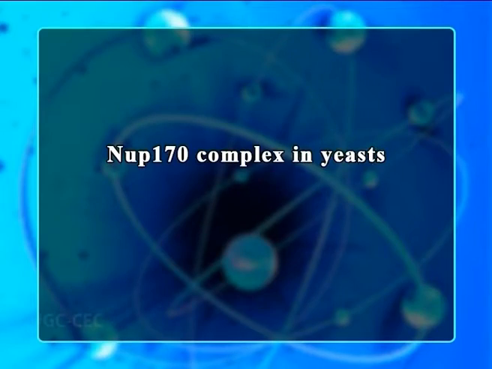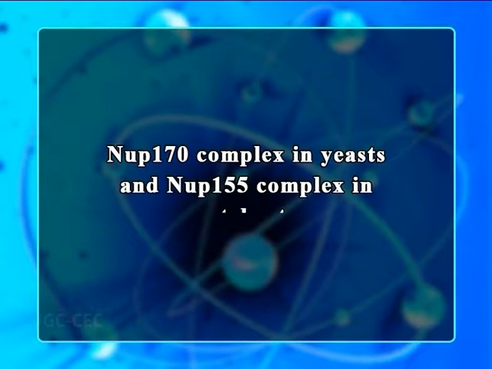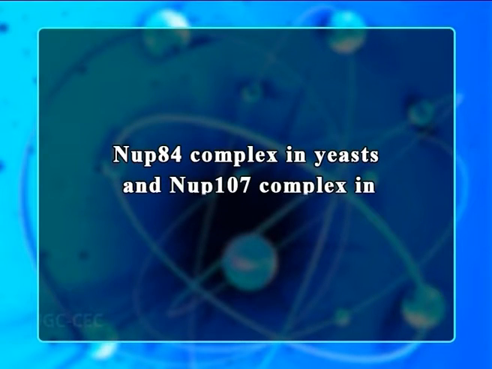The most equatorial rings, termed the inner rings, are comprised of nucleoprotein 170 complex in yeasts and nucleoprotein 155 complex in vertebrates. The inner rings are sandwiched between the outer rings, which are comprised of nucleoprotein 84 complex in yeasts and nucleoprotein 107 complex in vertebrates. Together, these nucleoprotein complexes form a scaffold that hugs the curved surface of the pore membrane and helps form the central tube through which macromolecular exchange occurs.